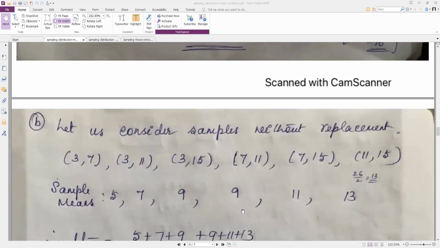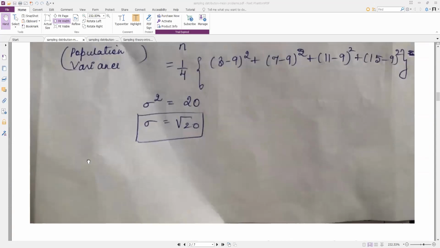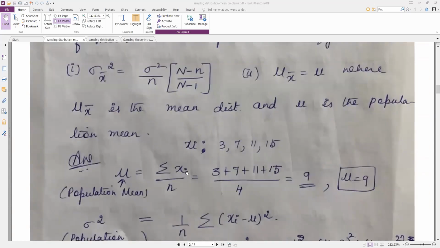Correct? Now let me go for without replacement. Now we need to consider samples without replacement. So write down the samples now without replacement. So here it is. Correct? Here we are having the values. So how to write without replacement?